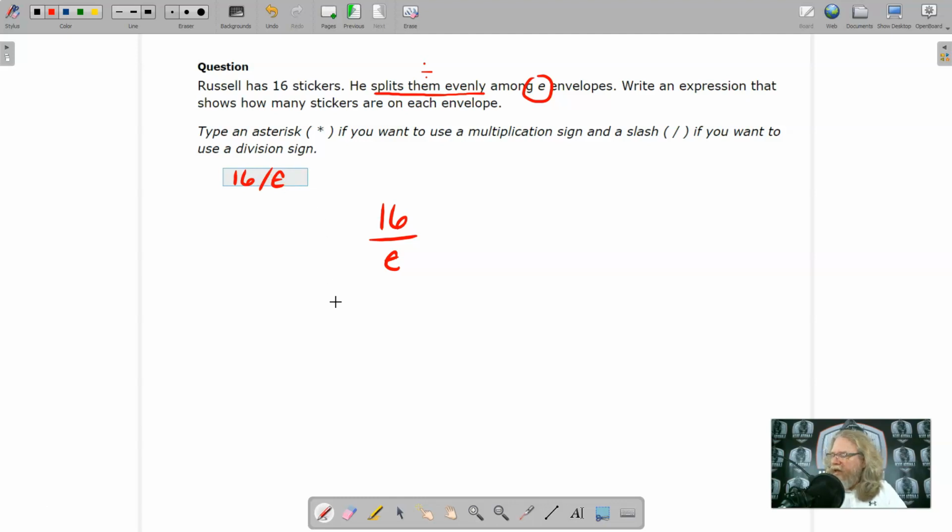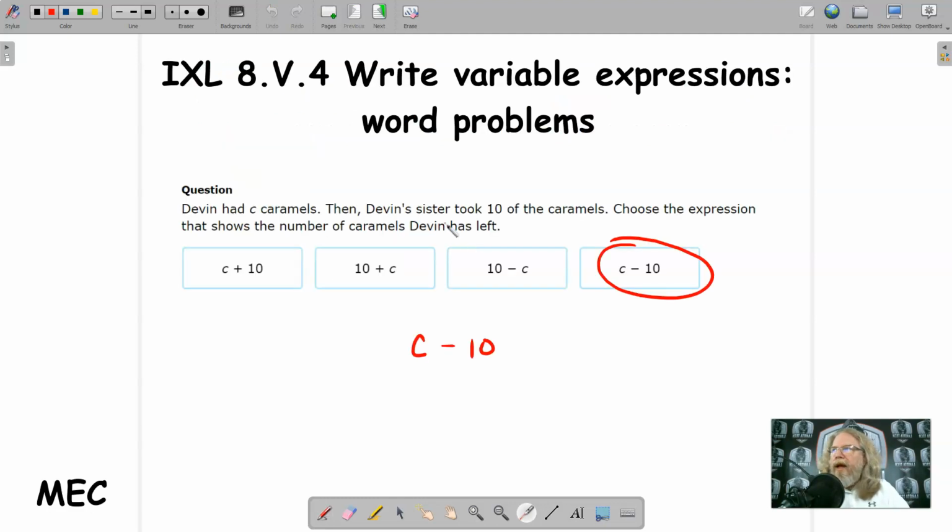All right, so that is my final example. IXL activity 8.V.4, writing variable expressions, word problems. Good luck with your activity.